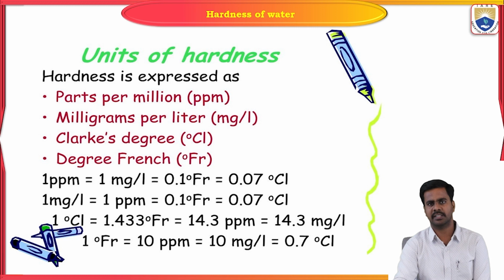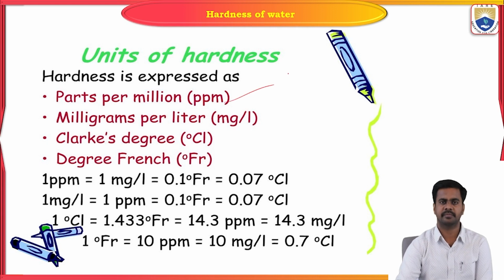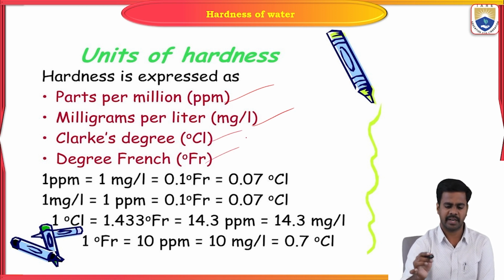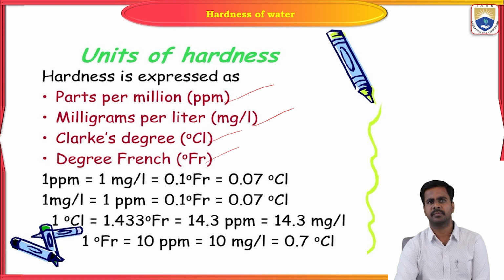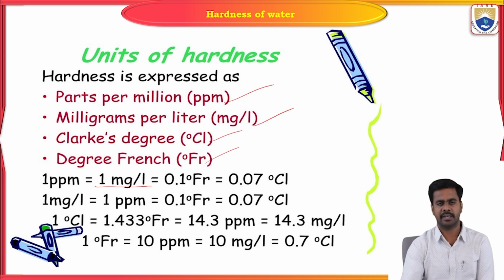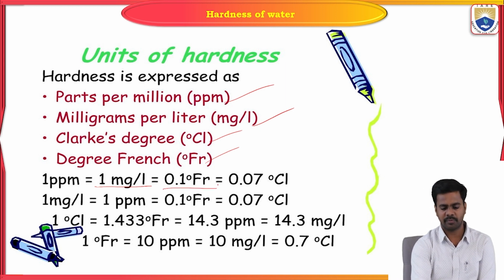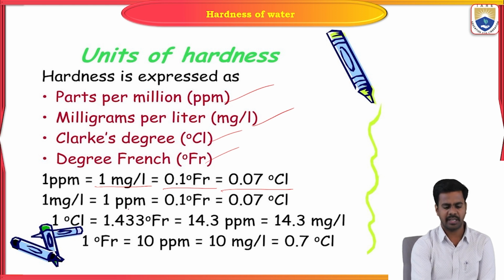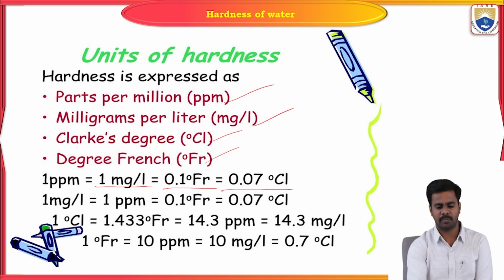Next, what are the units of hardness? Hardness of water is expressed as ppm, milligrams per liter, degrees of Clark, and degrees of French. ppm is nothing but parts per million. 1 ppm is equal to 1 milligram per liter, which is equal to 0.1 degrees of French, which is equal to 0.07 degrees of Clark.